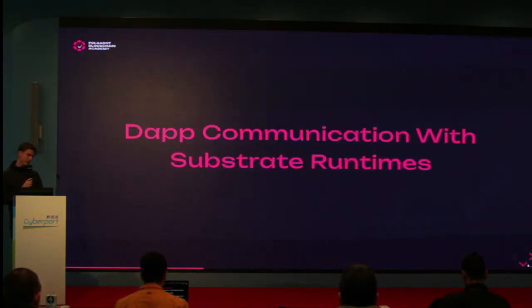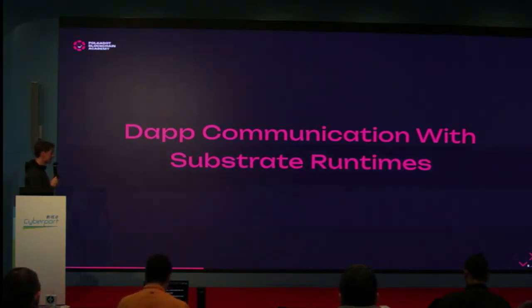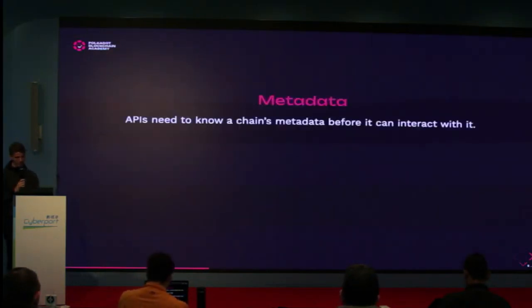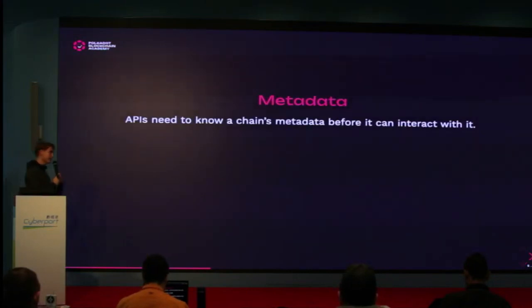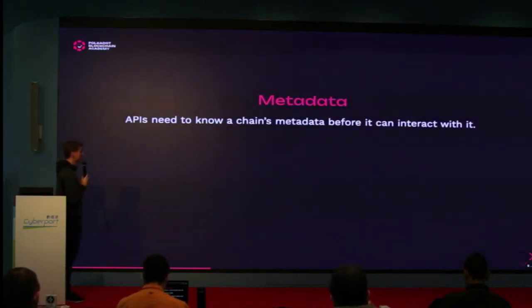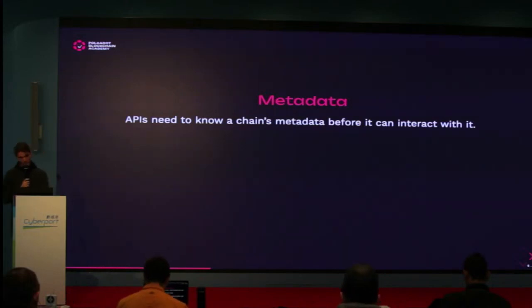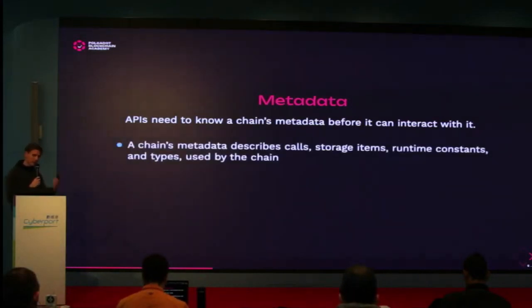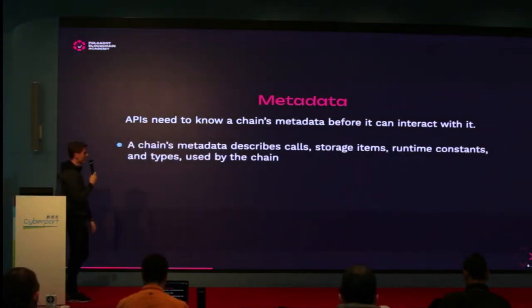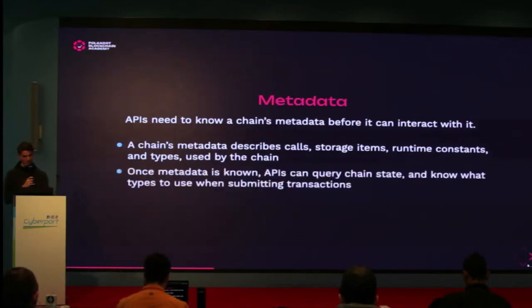All right. So this section is a bit of revision from last week. How do Dapps communicate with Substrate runtimes? Firstly, we need to know the metadata. We need to know this to interact with the chain. A chain's metadata describes everything about it: what's available storage-wise, constants, calls, and the types used. Once this is known, APIs can go ahead and query those types, that state, and so on, and they will know what transactions to submit.